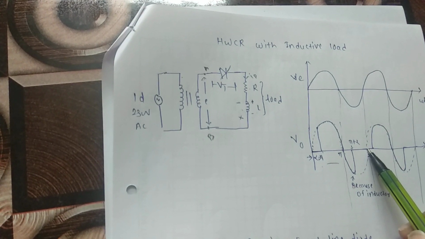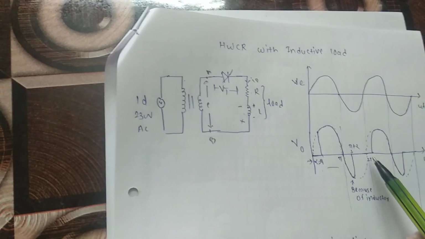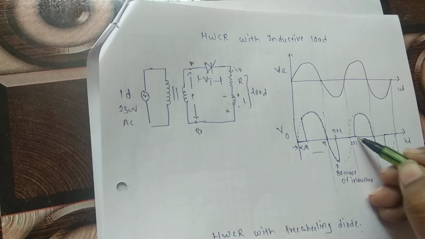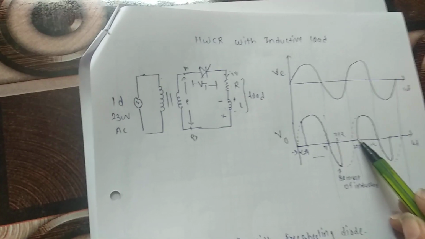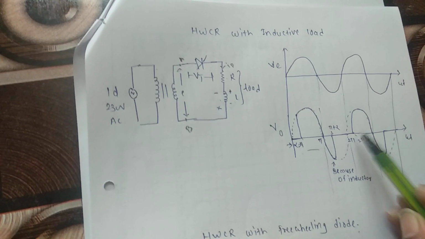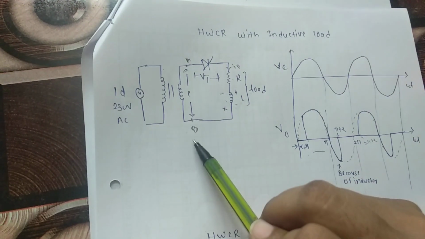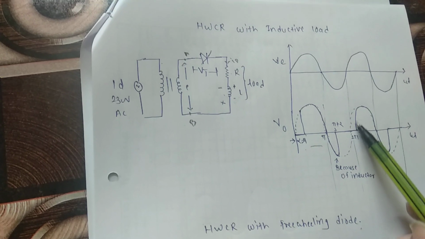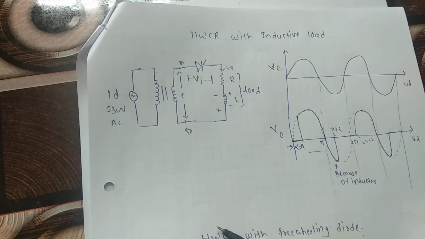Now at 2 pi, the next positive half cycle starts. So after an angle alpha, say this is your 2 pi plus alpha, at this instant we have again applied a gate pulse to the SCR. So at 2 pi, A becomes positive again, B becomes negative, and at 2 pi plus alpha we have applied a gate pulse. So the SCR again starts conducting, and the same kind of operation repeats itself.